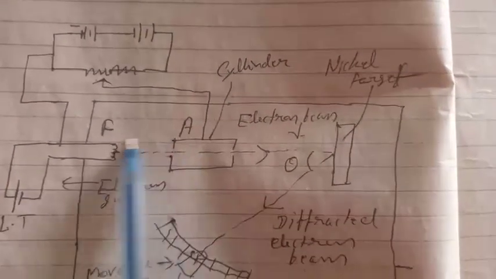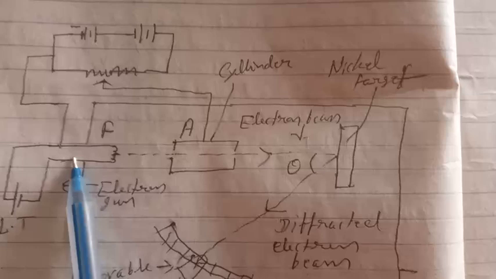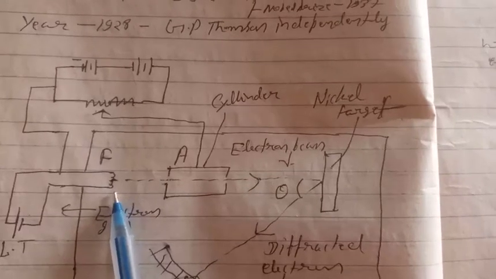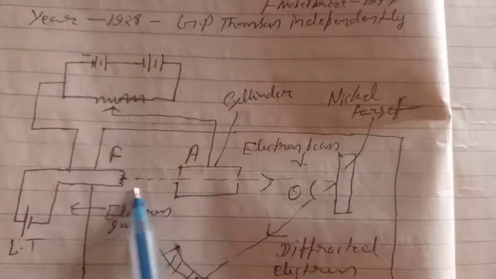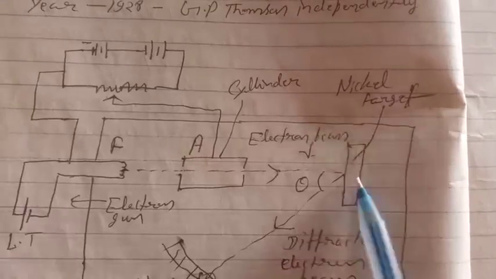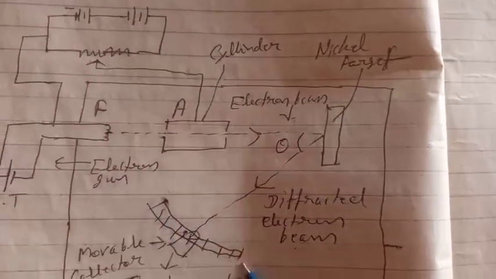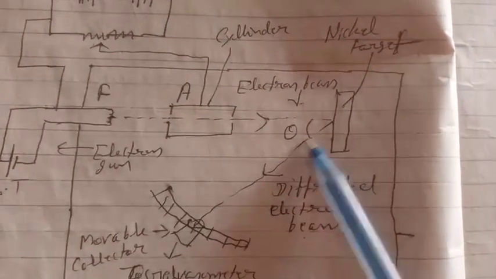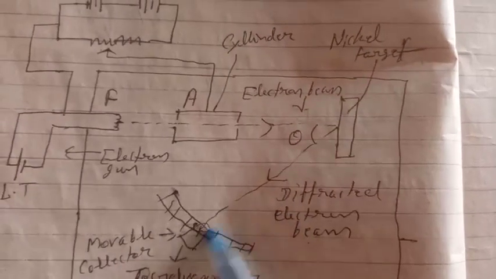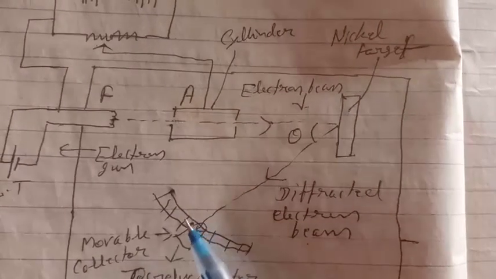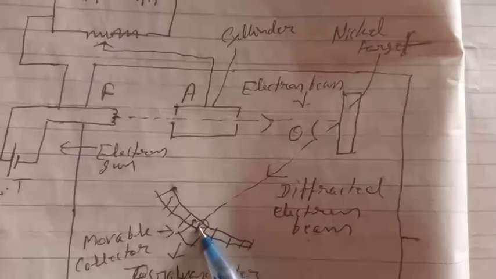Now, when the potential difference is applied between these two plates, that is, the cylinder and the filament of the electron gun, then an electron beam is emitted from the filament, which is collimated passing through the cylinder and strikes the target and is diffracted by this target. This movable collector collects this diffracted beam of electrons, and at a given angle and given voltage, a peak in electrons is observed, that is, its intensity is maximum for a given direction and given voltage.